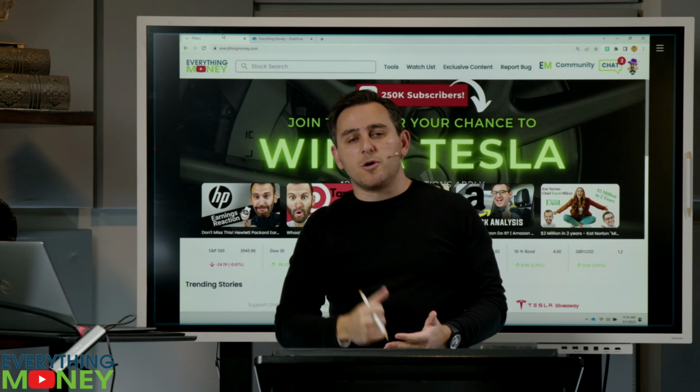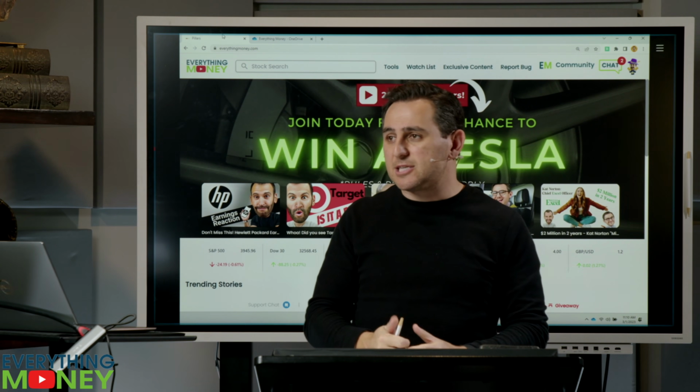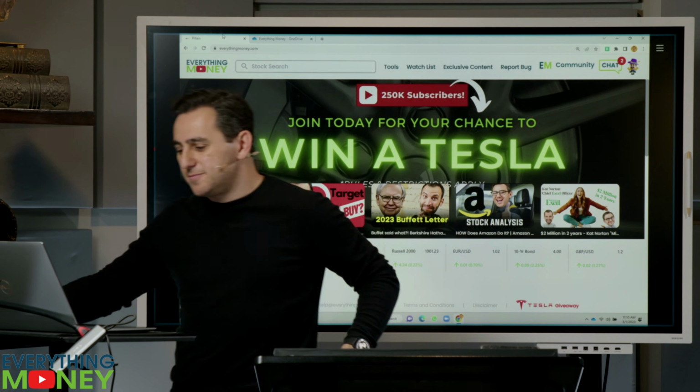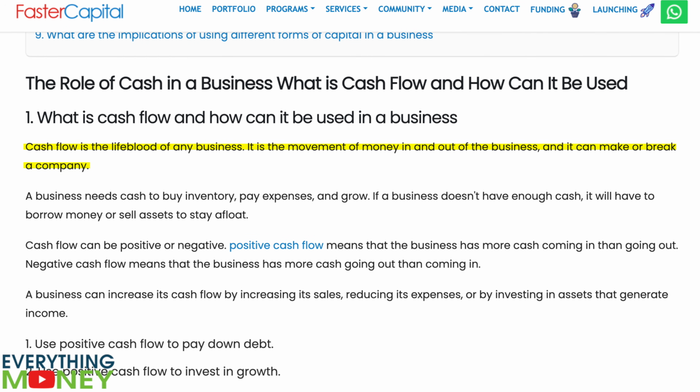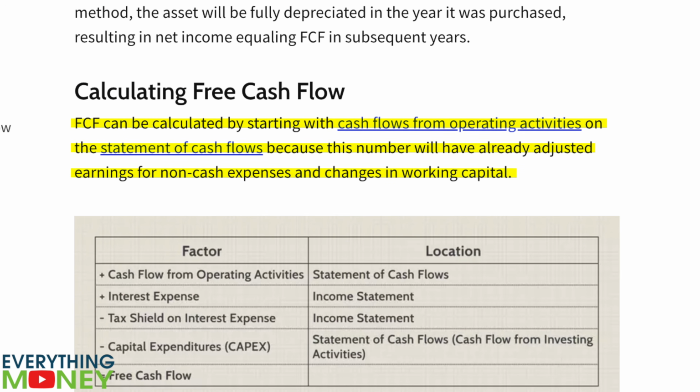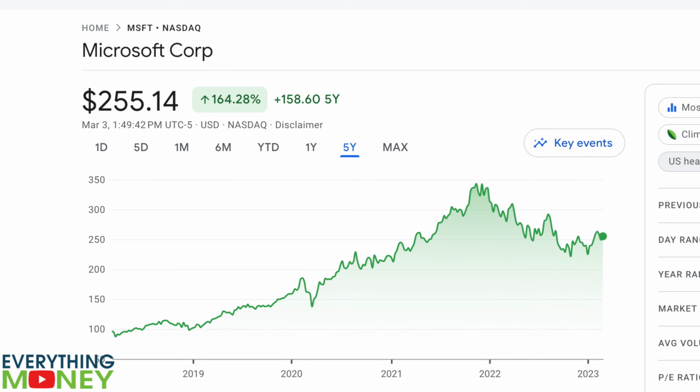One of the most important metrics for any company is free cash flow. Mo, what is free cash flow? The lifeblood of a company. Right, but how do you calculate it? Cash from operations less your capital expenditures. Correct. So let's pull up a company like Microsoft.